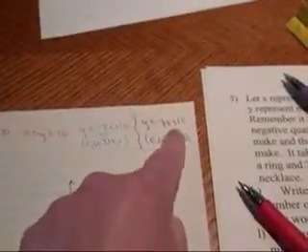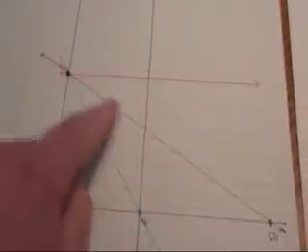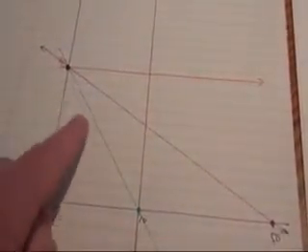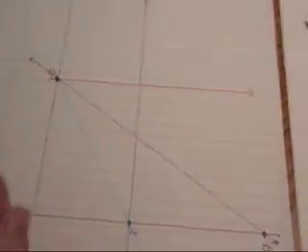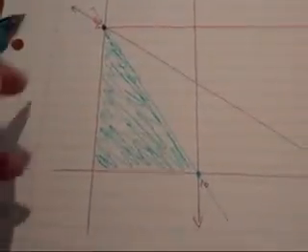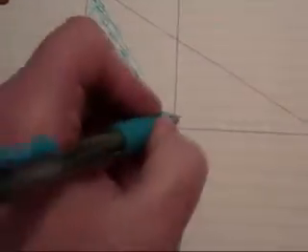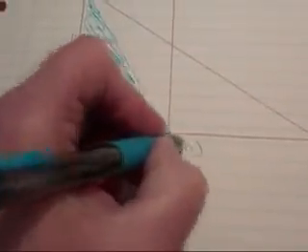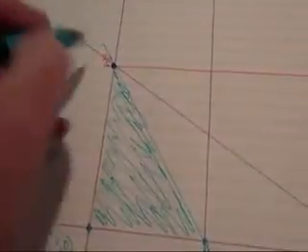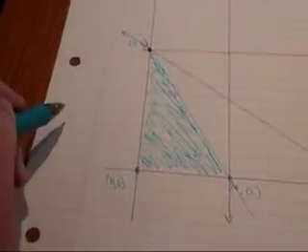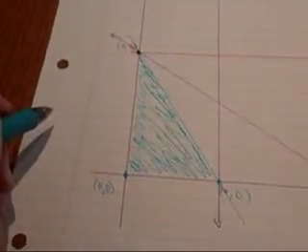Then I added in this other purple diagonal constraint. We would also shade below that. The only place they all overlap is this triangle. So now, based on this, we can label our corner points. I have 0, 0, 10, 0, and 0, 20. This made a nice clean triangle even though there were 6 constraints.